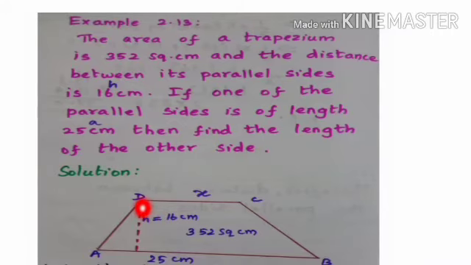So we have to find the value of DC. One of the parallel sides is given, that is 25. We have to find the length of the other parallel side. Okay, so for this we don't know what is the value of DC. For that, let it be x. Let the length of the required side be x centimeter.